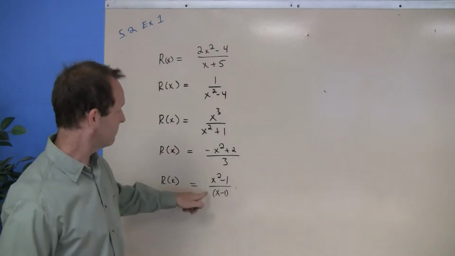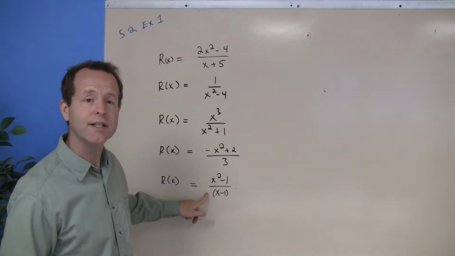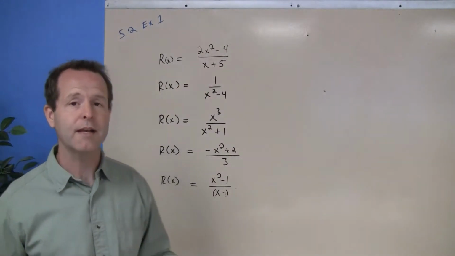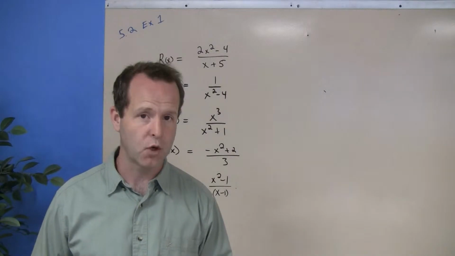So each one of these is a fraction or a rational equation such that if I choose the right number, the denominator can become a 0, and I have to exclude that from the domain.